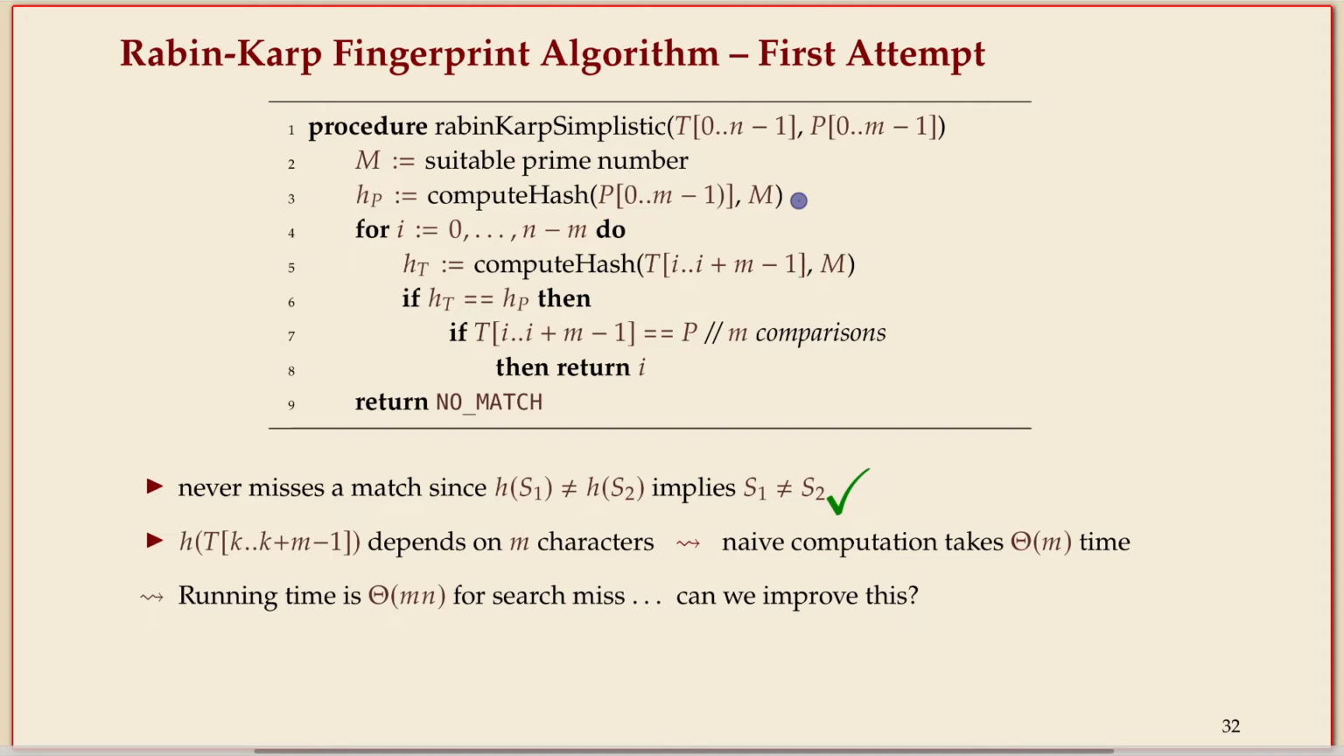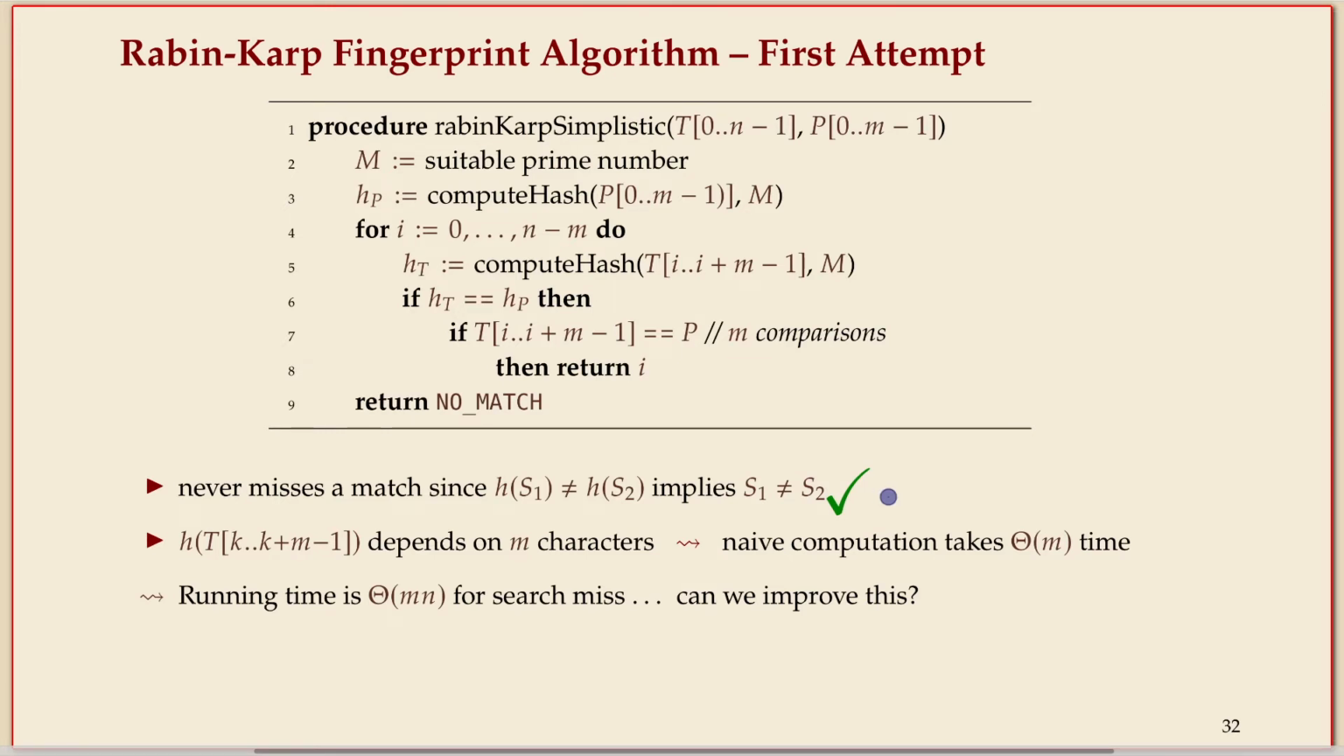Then we can compute the hash of the pattern and store that in HP. And then for each guess, we compute the hash of the text at this position. If the hashes agree, we might have a match. We still have to compare. So we do a character-wise comparison. I just abbreviated this here by saying we compare the strings, but really this is m individual character comparisons. And if they match, we return the position. Otherwise, we keep going.